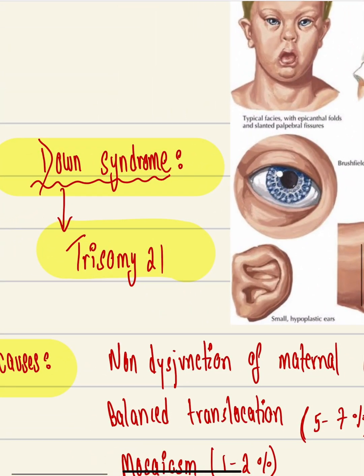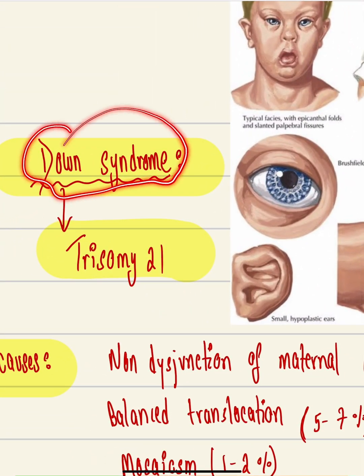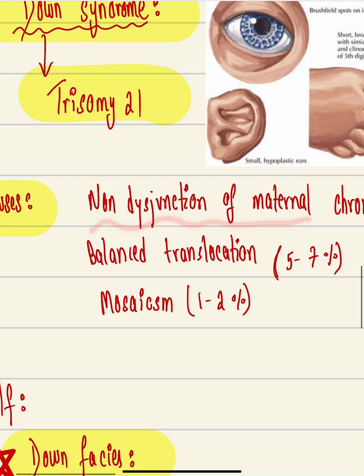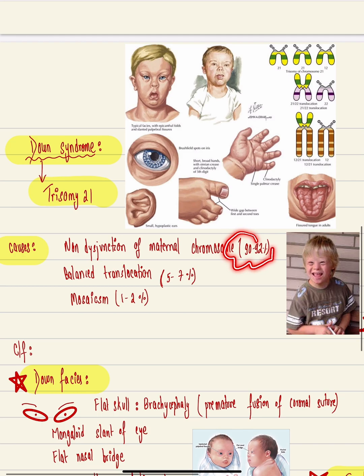So starting, Down syndrome occurs due to trisomy 21. The main cause of trisomy 21 is non-disjunction of the maternal chromosomes. It occurs in almost 90 to 92 percent. This occurs during meiosis, and this is associated with advanced maternal age.